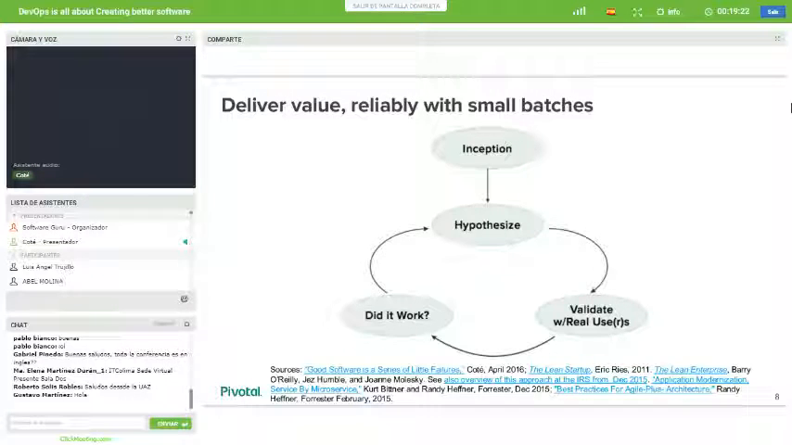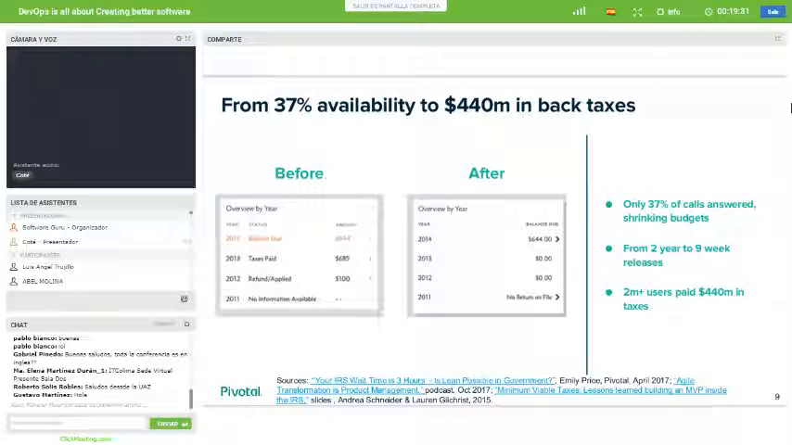So, what's an example of putting this loop into place? How does having a weekly or a daily loop that allows you to do this improve the software that you have?